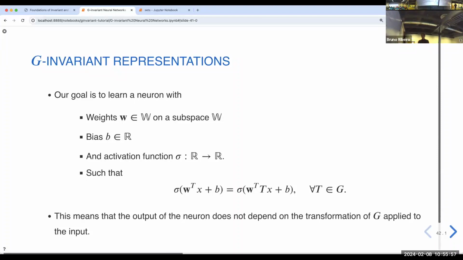Okay, so what's a G-invariant representation? Our goal is to learn a neuron whose weights are in this subspace W. The bias can be anything, and the activation function is some endomorphism in R. We want this property that if I transform the object, say I rotate it, it is the same as if I did not rotate it. The output of this inner product is the same no matter which transformation I apply to the input. This means that the output of the neuron does not depend on the transformations.